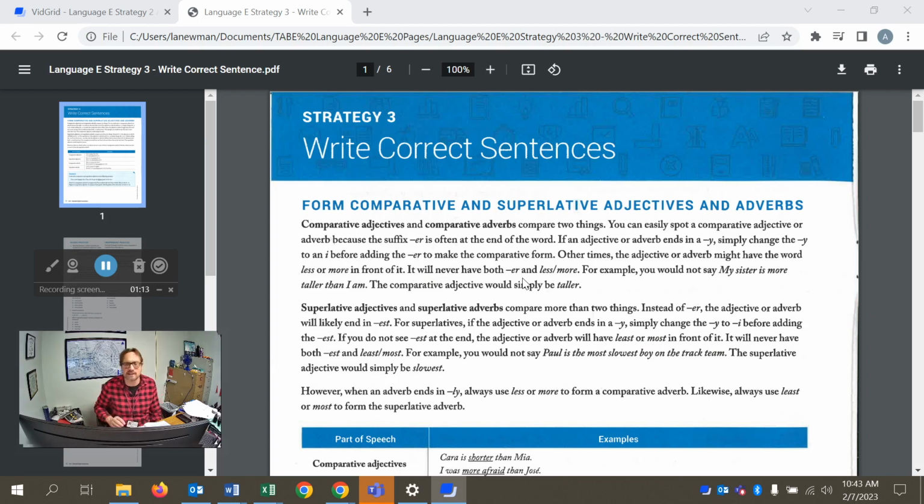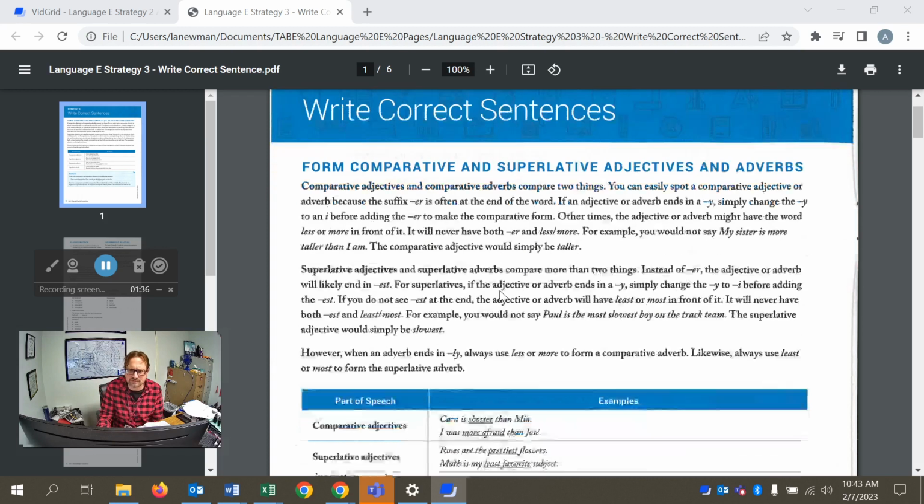Okay, so strategy 3, writing correct sentences. This is a longer lesson. It's about the same length as the one we did previously in strategy 2. So if the video gets too long for you to do in one session, it's perfectly okay to watch it over 2 sessions, to break it up to how it works for your schedule.